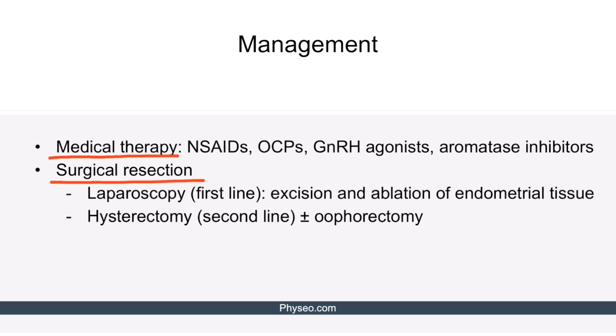Surgical resection can be either conservative or definitive. Conservative surgical resection with laparoscopic excision and ablation of endometrial tissue is usually the first line. Definitive surgical resection with hysterectomy, with or without oophorectomy, is reserved for patients with severe refractory symptoms and for women who no longer wish to conceive. Hysterectomy is considered a second-line surgical treatment after laparoscopic resection.